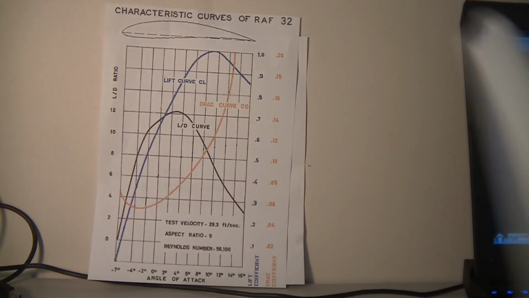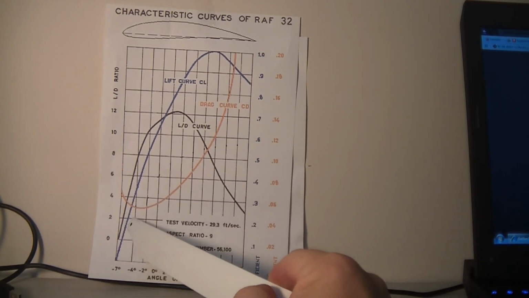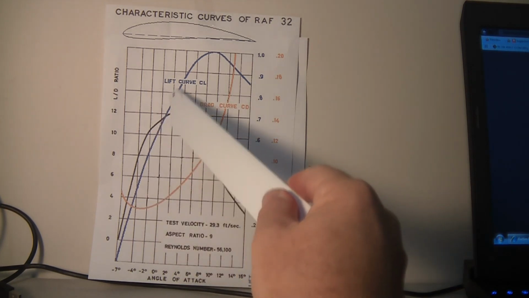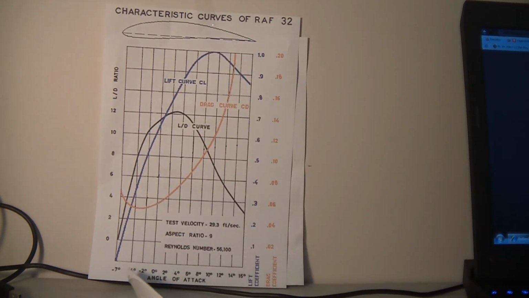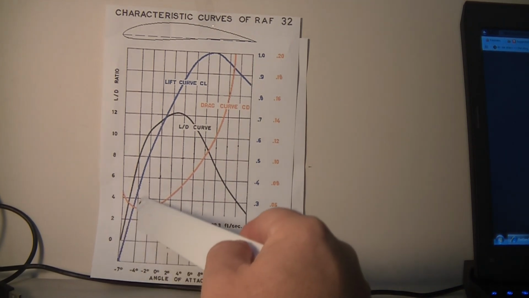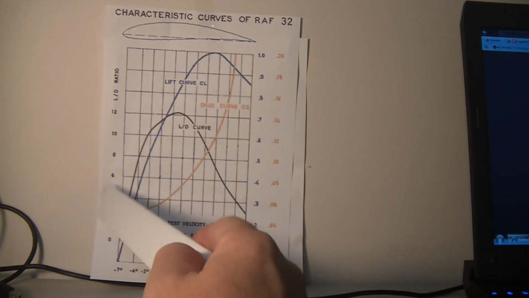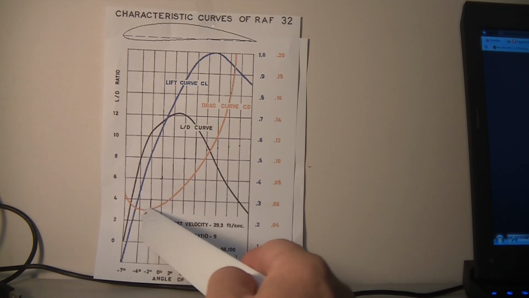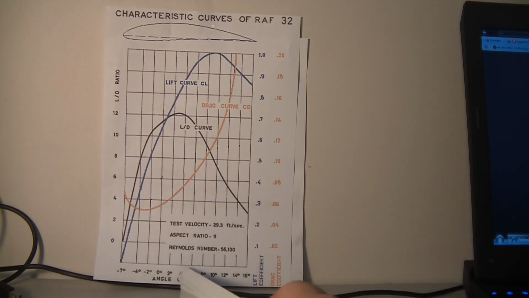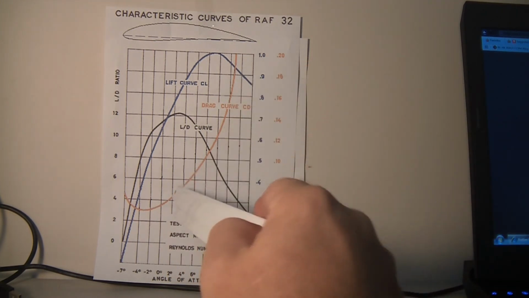Okay, let me just explain what we're looking at here. This blue curve represents the amount of lift being produced by the wing at different angles of attack. If you can see angle of attack down the bottom, you've got 0 degrees angle of attack, 2 degrees, 4 degrees, 6 degrees, and so forth. So we've got our angle of attack increasing and our lift is increasing. The orange curve here represents the drag being generated. So as we increase the angle of attack, the drag on the wing is increasing at the same time.